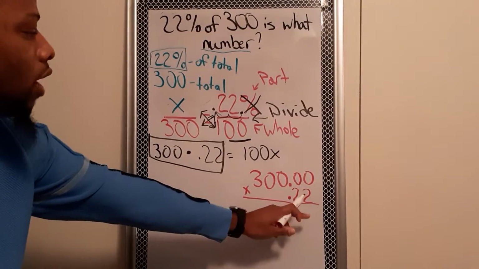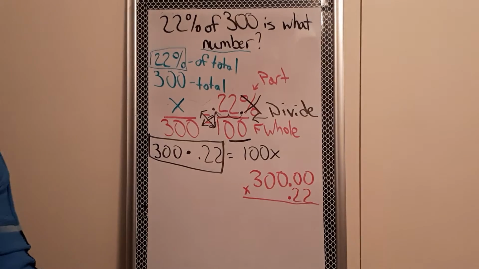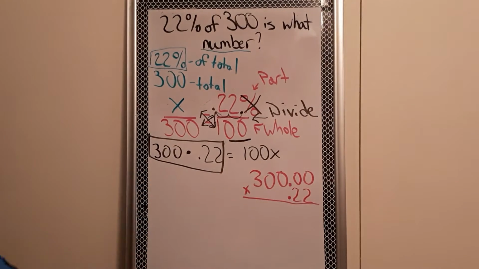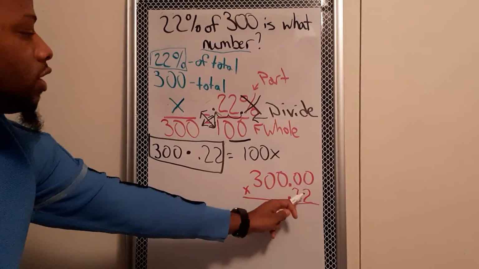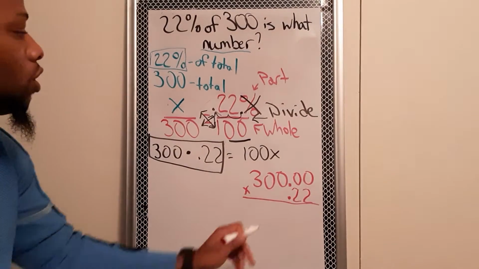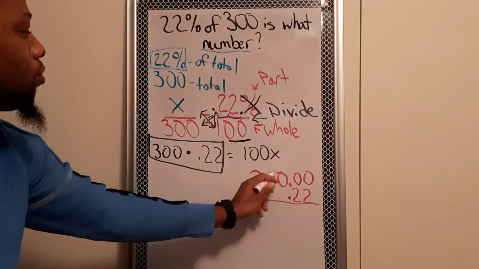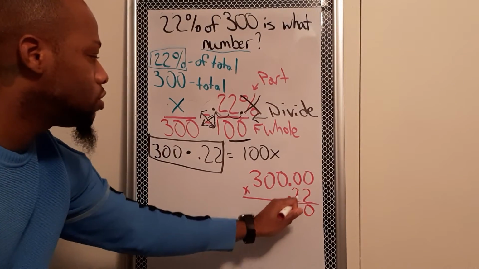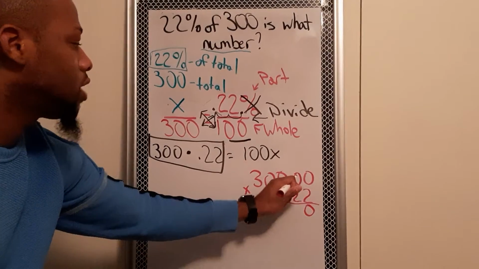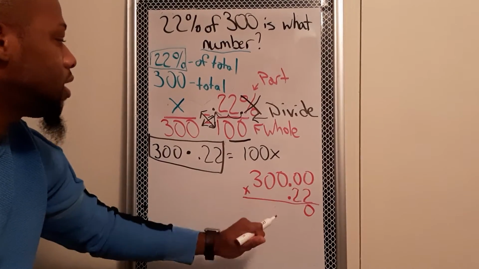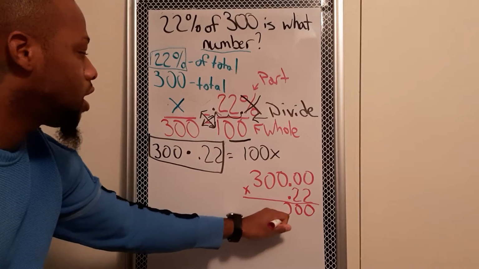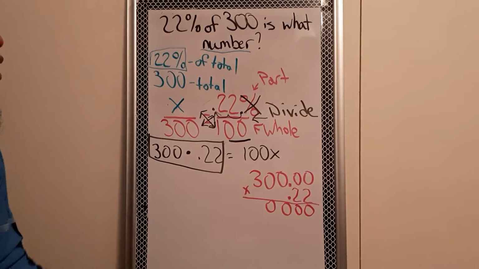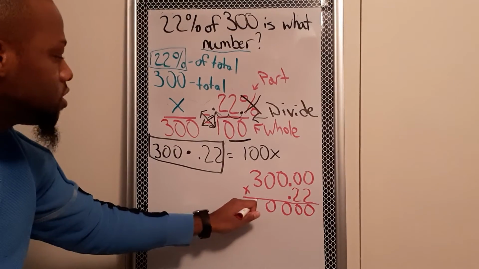So now I start with the 2 in the hundredths place, and I multiply it by everything up top. Anything times 0 is going to be 0. So that means I have 1, 2, 3, 4 zeros that I can go ahead and write right here. 2 times this 0 is 0. 2 times that 0 is 0. 2 times that 0 is 0. And 2 times the fourth 0 is 0. Now I can do 2 times 3. 2 times 3 would be 6.